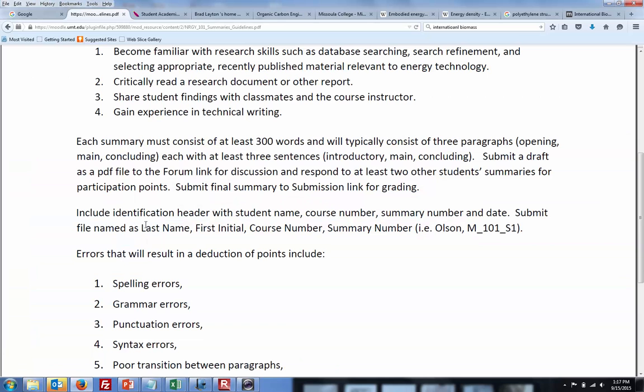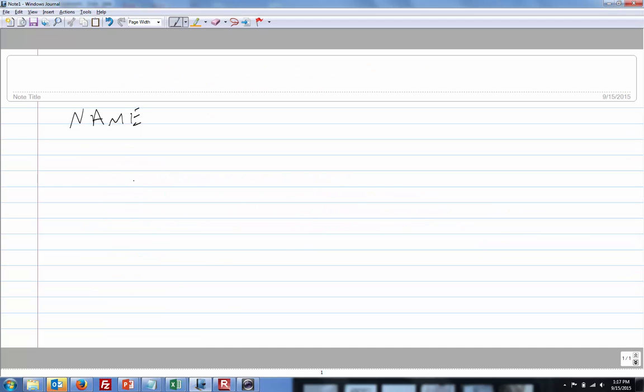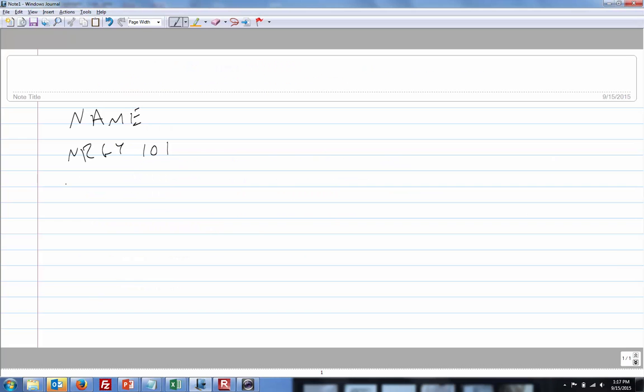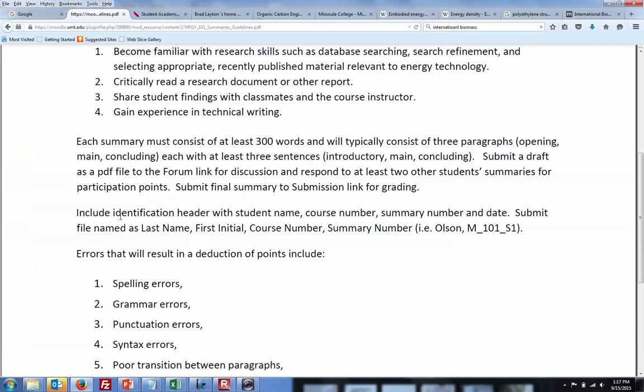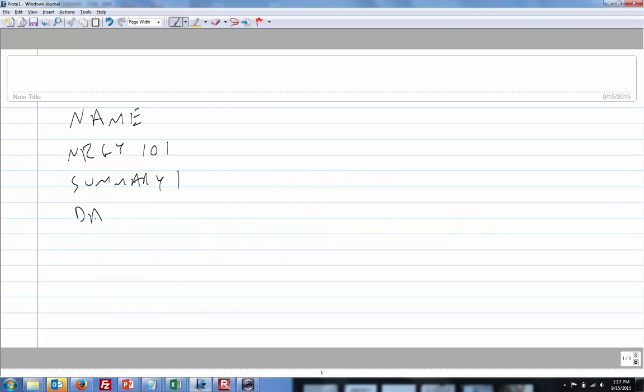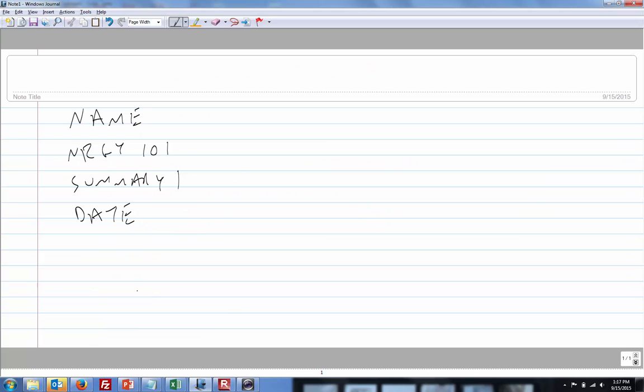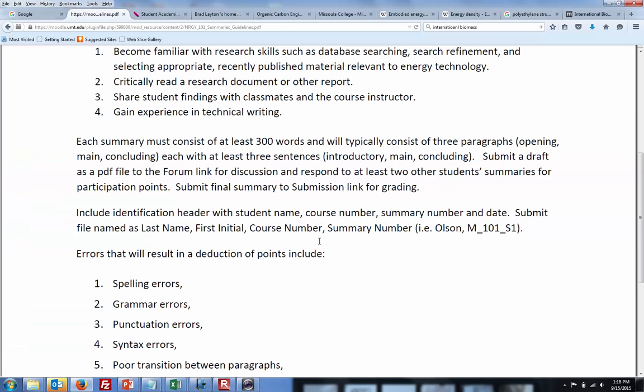Energy 101 section. Summary. Course number, so NRGY 101. Summary 1. And then date. Another thing, too. Oh, and then your file name is just going to be, Chester. It's easier if you label it that way. I don't know why he's got M101.